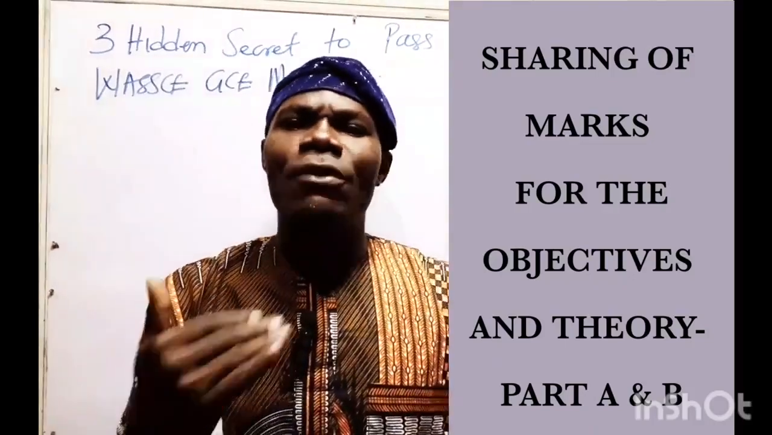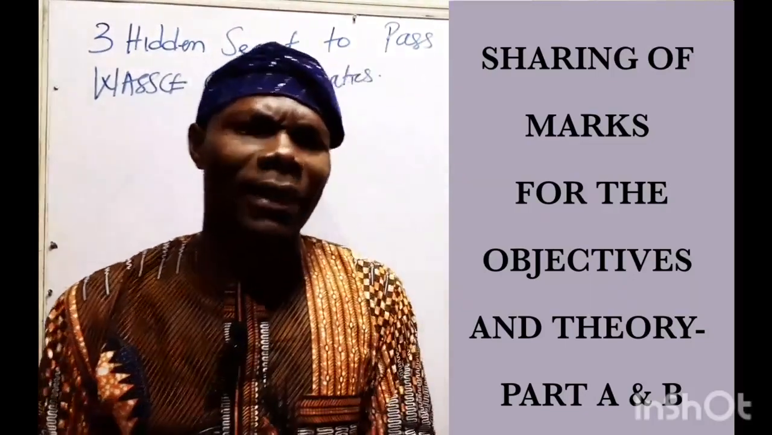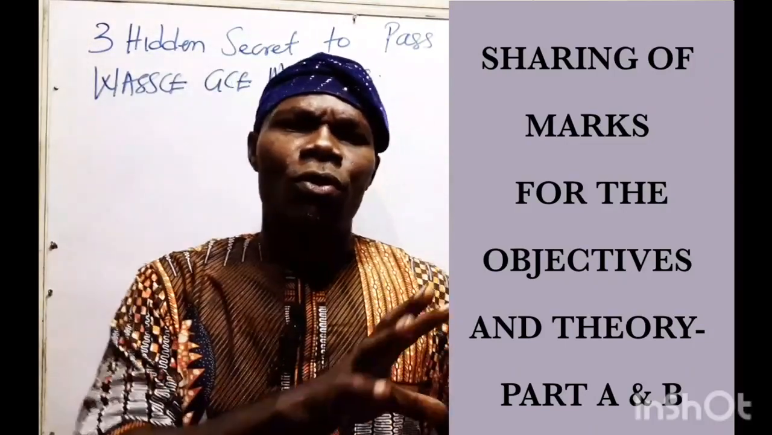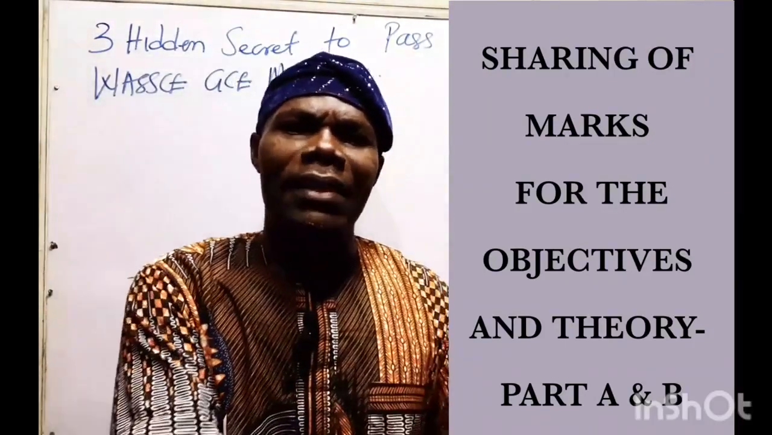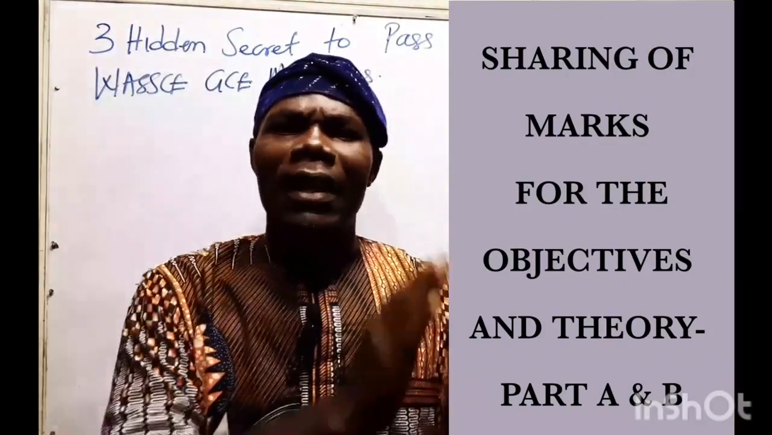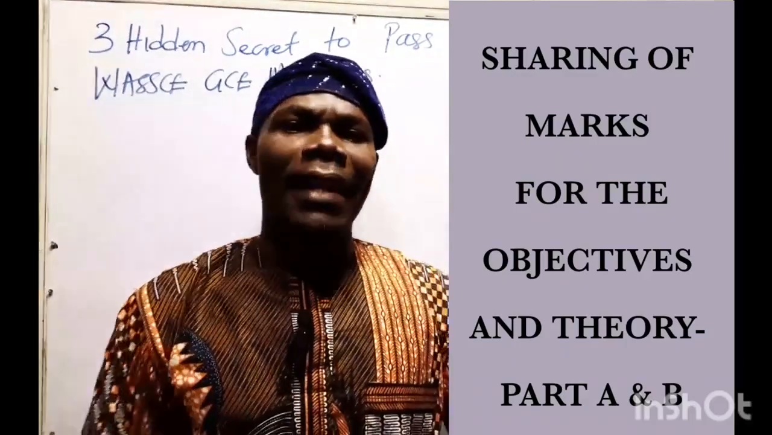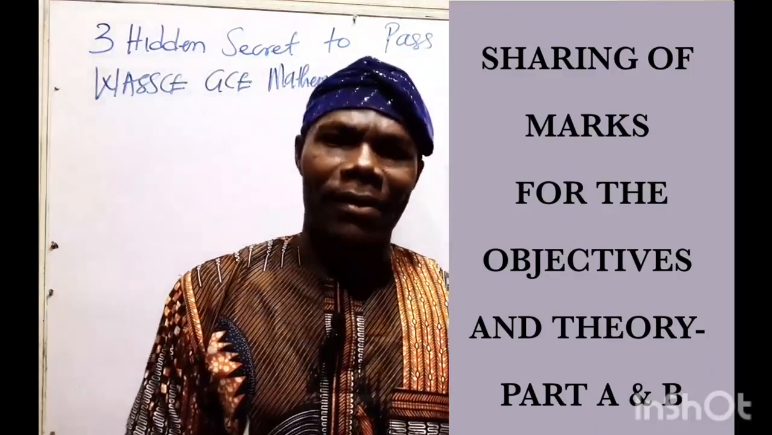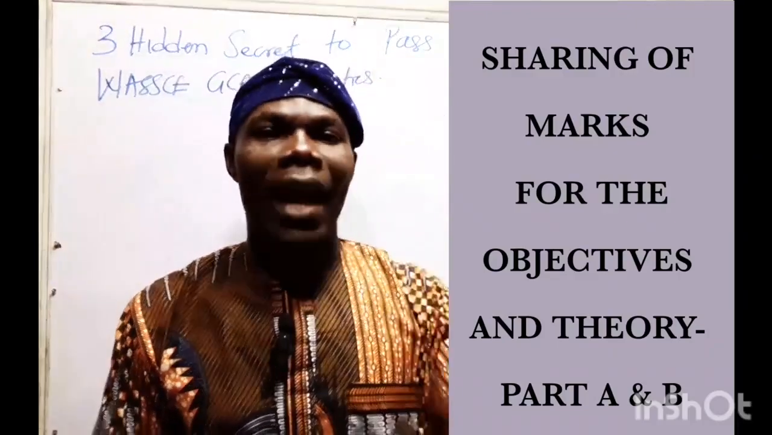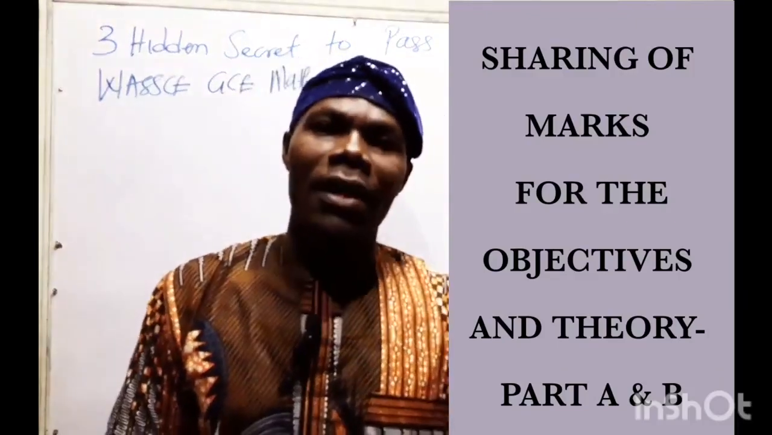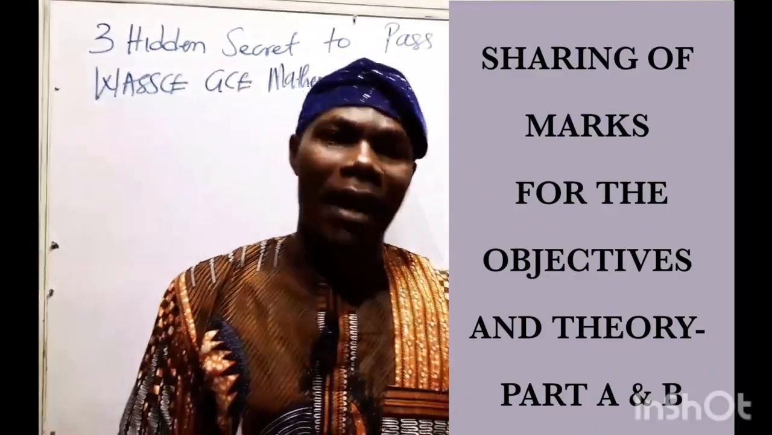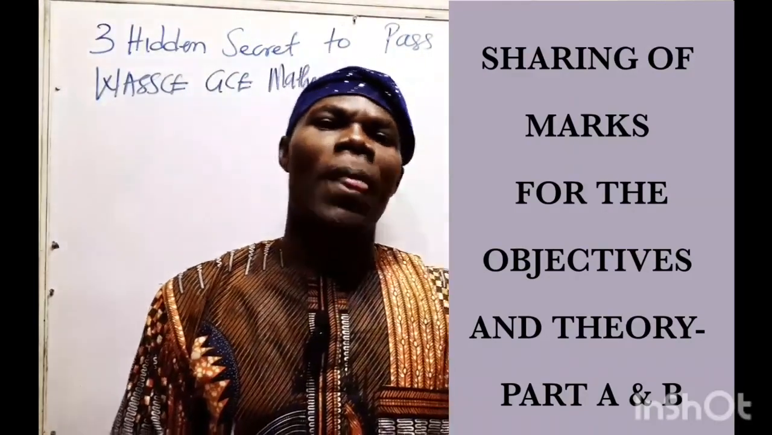That is why it is highly important to really monitor your objective solving, because it is not divided. When you score 50, you score 50. So that is the objective part in mathematics, which carries 50 marks, and each question carries 1 mark.